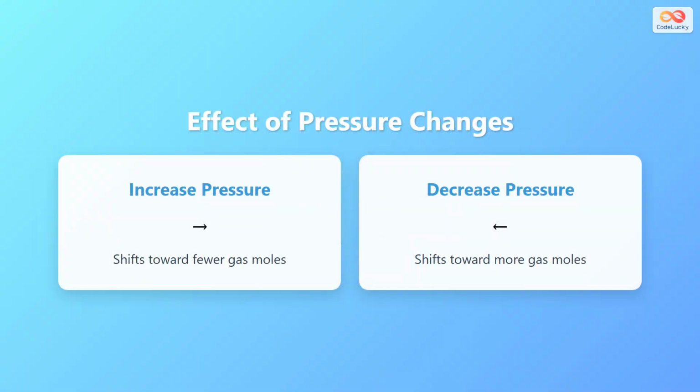Pressure changes specifically affect equilibrium reactions involving gases. When you increase the pressure on a gaseous system, typically by decreasing the volume, the equilibrium shifts toward the side with fewer moles of gas molecules. This shift reduces the total number of gas particles, which helps to relieve the pressure increase. When you decrease the pressure, by increasing the volume, the equilibrium shifts toward the side with more moles of gas molecules. If both sides have equal moles of gas, pressure changes have no effect on the equilibrium position.